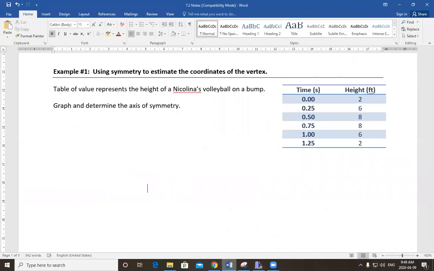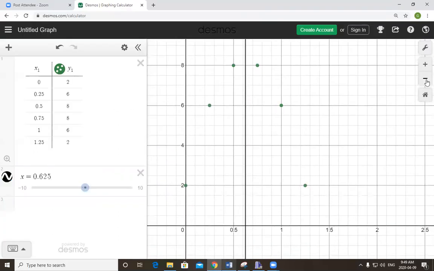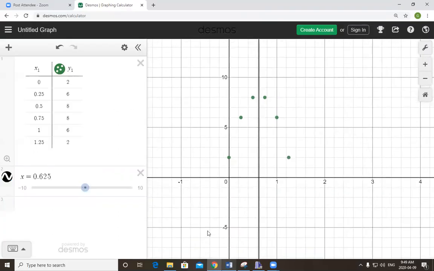So graph and determine the axis of symmetry. Again, we can snip this.